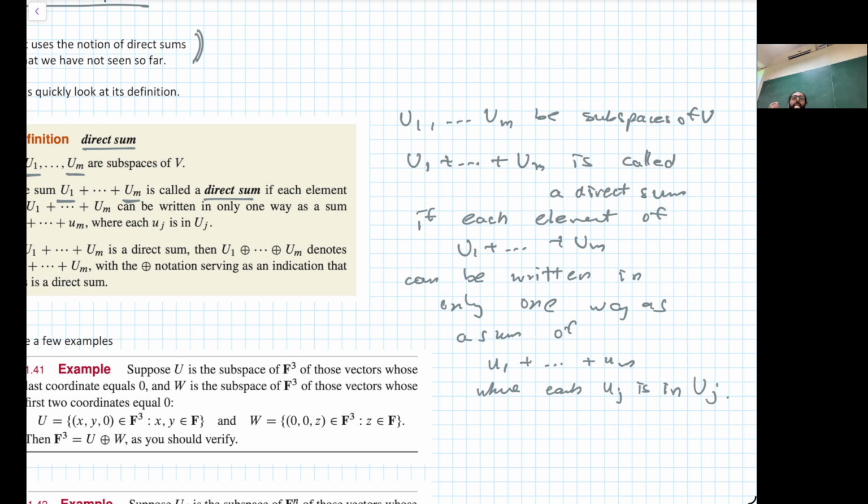Yeah, so it's sort of immediate. If you have an overlap in the subspaces, then of course you can write it in many ways because you can have many different linear combinations of vectors. So it will not be unique. So for it to be unique, you sort of have to have some kind of a direct sum structure.